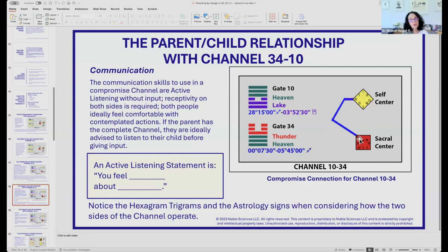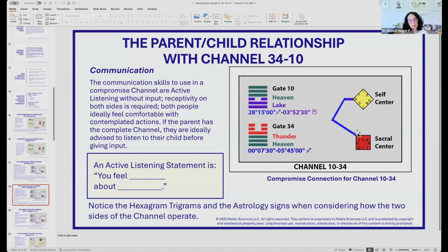So the parent with the 34-10, I always say, someone with the 34-10 marches to their own drum. 34 is the Power of the Great, and 10 is the role, the role you're going to play. So notice that the lower trigram of the 34 is the upper trigram of gate 10. And we have a strong gate 10 with only one yin line of the hexagram, whereas gate 34 is taking input with two upper trigram yin lines.